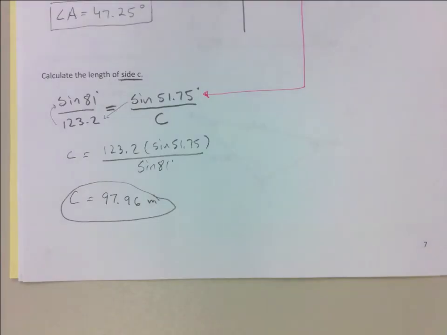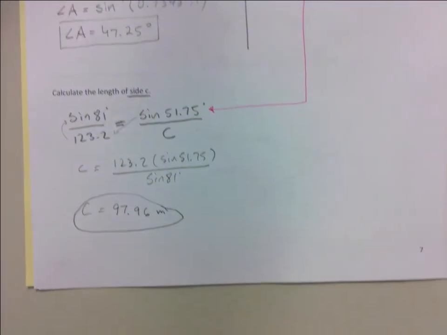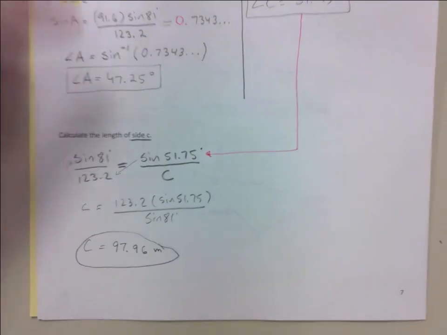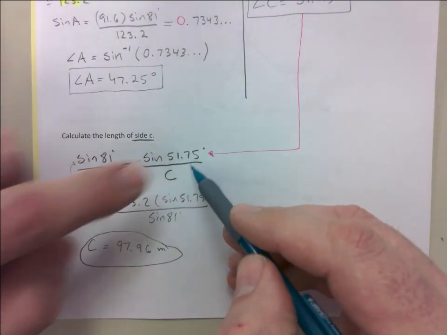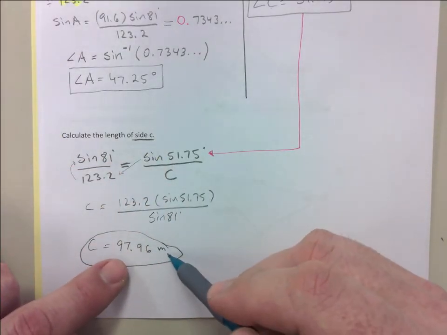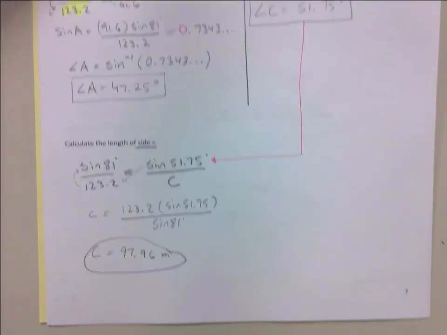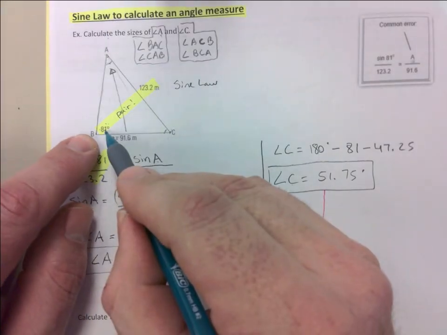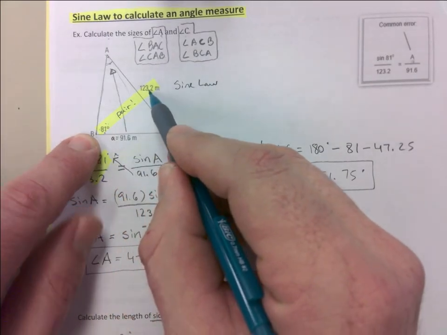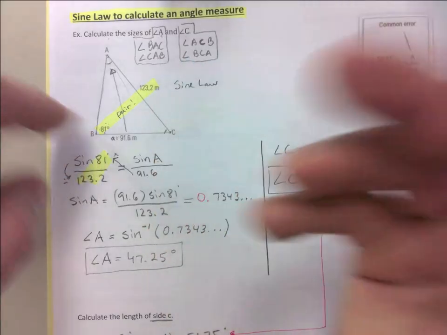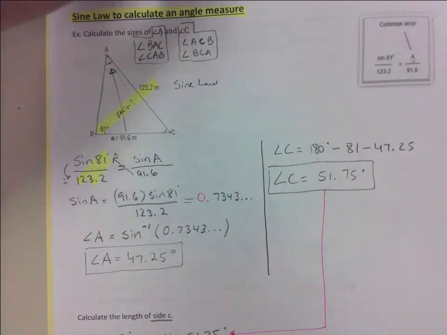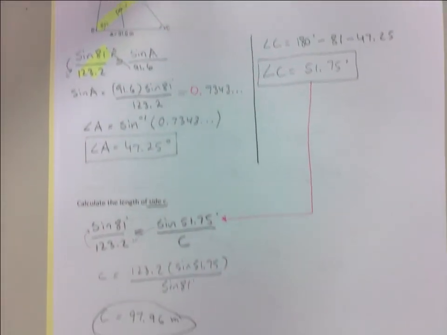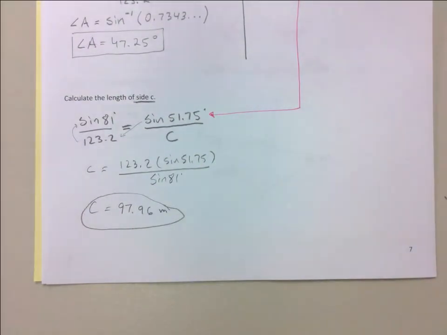Is this answer reasonable? It's reasonable because I look at my angles, right? 51.75 has a 97-meter side across from it, but which one is the largest angle? 81 is the largest angle, which has the longest side across from it. So I'm saying, you know what? This adds up. It does add up. Okay.